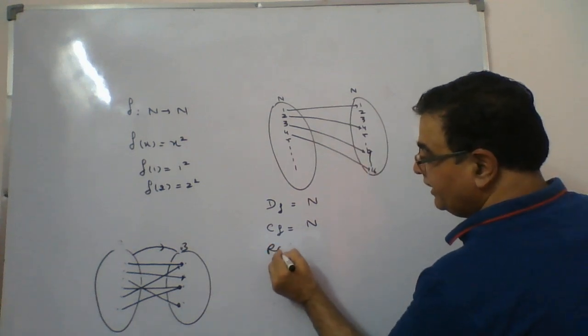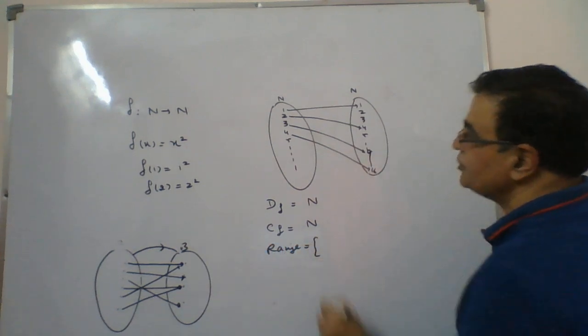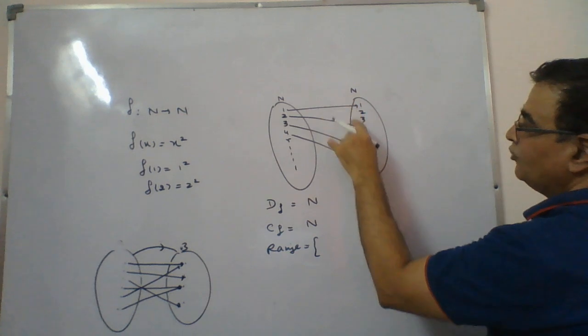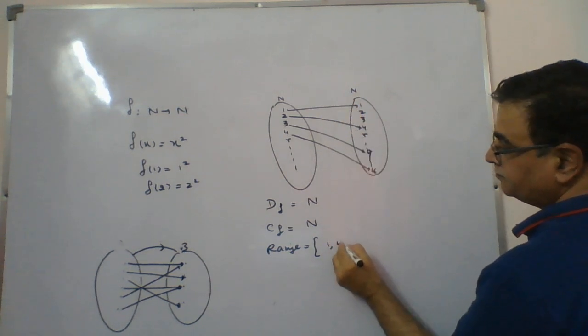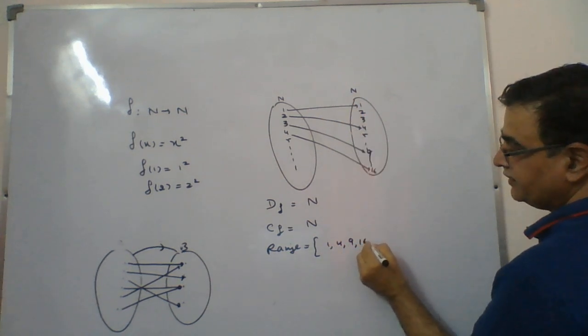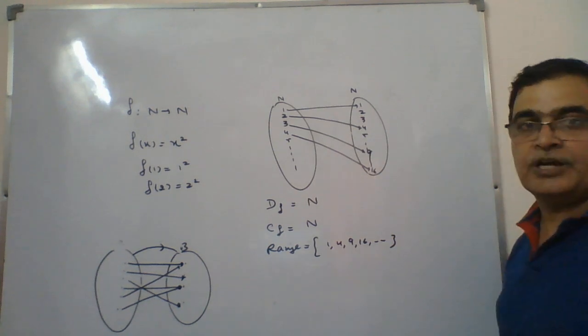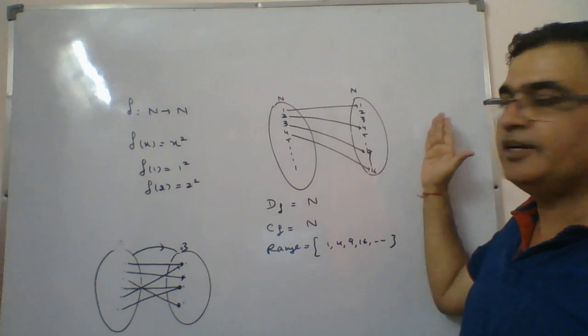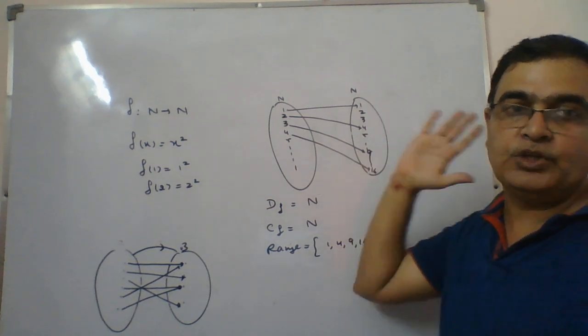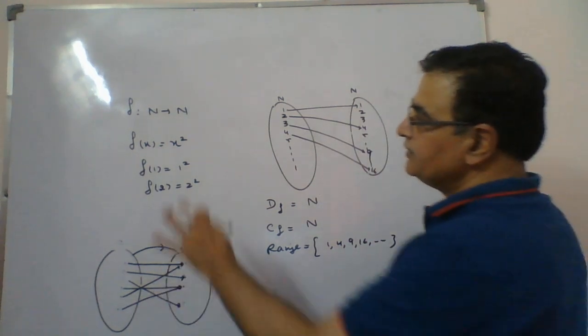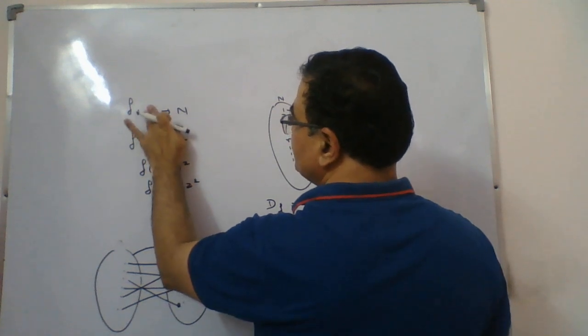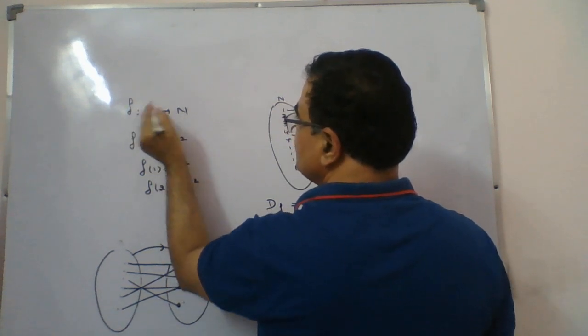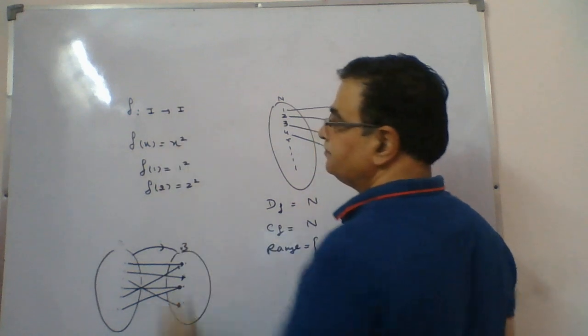Then what will be the range? Range is the collection of images. What are the images? 1, 4, 9, 16, and so on. This will be the range we have. So yes, it is clearly a function, because each and every element has an image on this side and that image is coming out unique. By the way, this function is going from integers to integers.